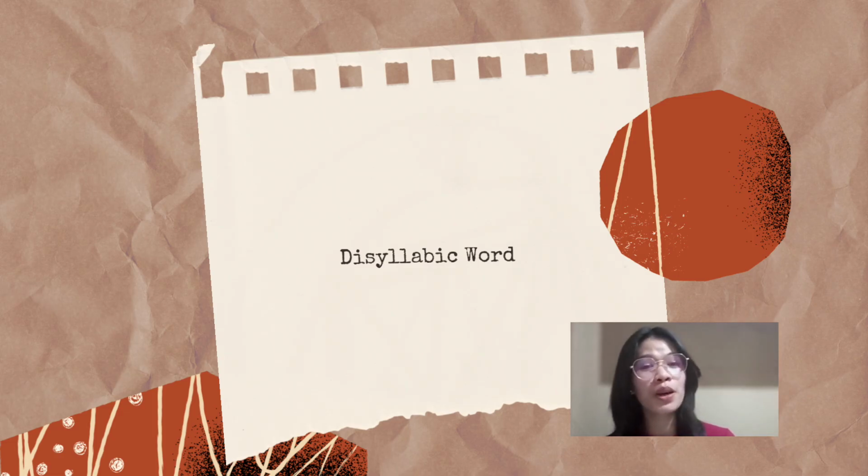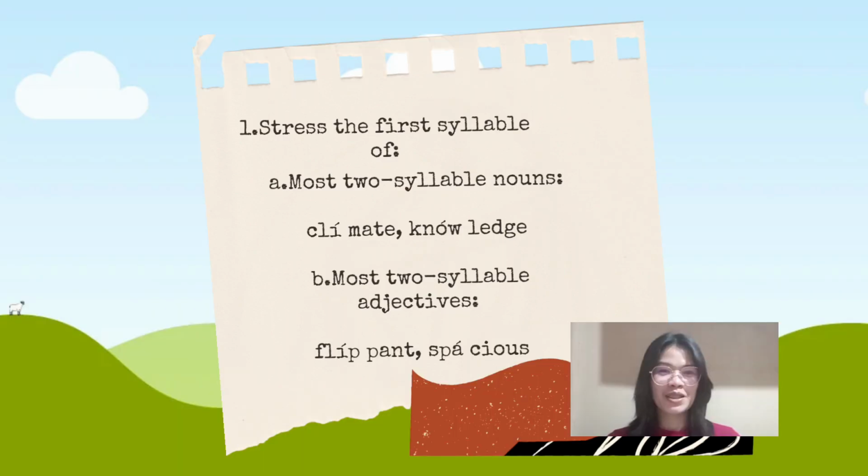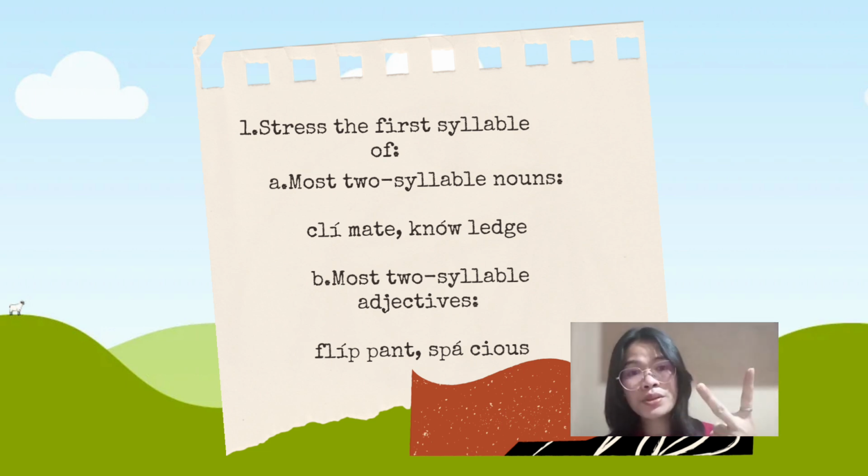Let's move on from monosyllabic words, which have only one syllable. Now let's proceed to words that have two syllables. As we mentioned earlier, disyllabic words have two syllables, and there are two rules that we need to follow, especially if we are going to identify which of these syllables will have the stress.